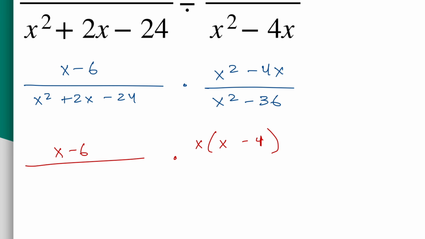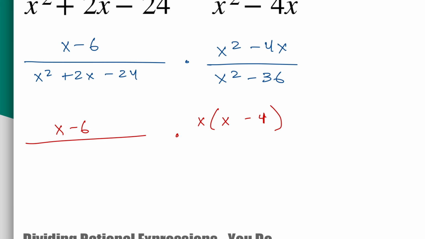okay? And then the bottom left, we're going to have to do a diamond factor. We get a negative 24 on the top, a 2 on the bottom. And so 6 times 4 is 24, but 6 times negative 4 gives you the negative 24, and 6 minus 4 gives you 2, so that's perfect. So we end up with an x plus 6 times an x minus 4.